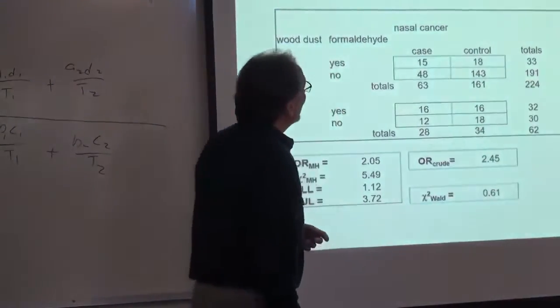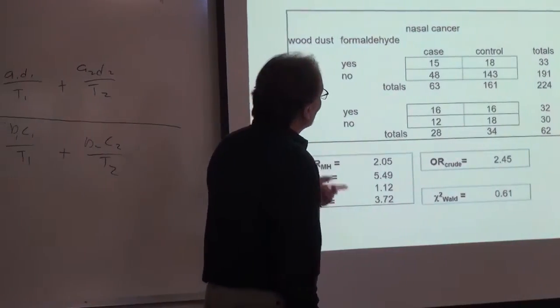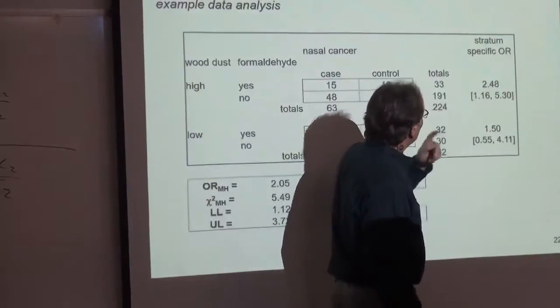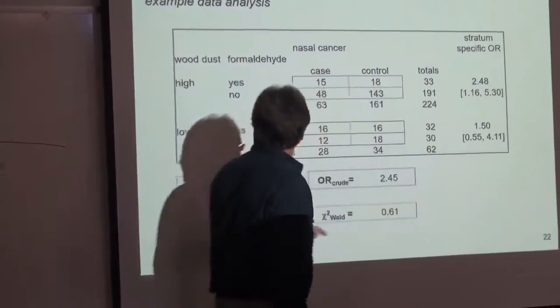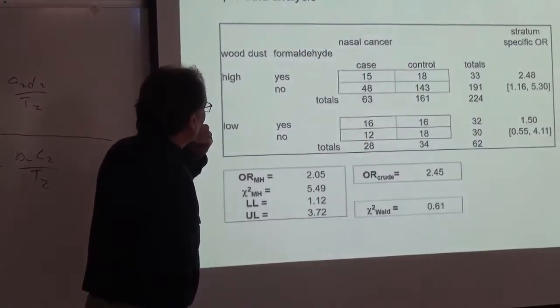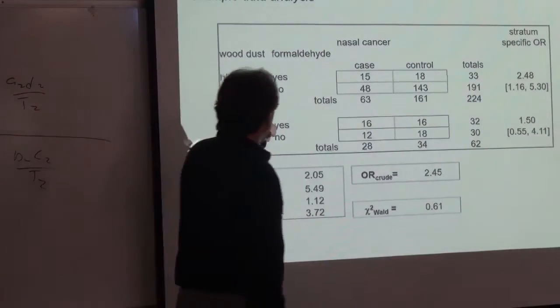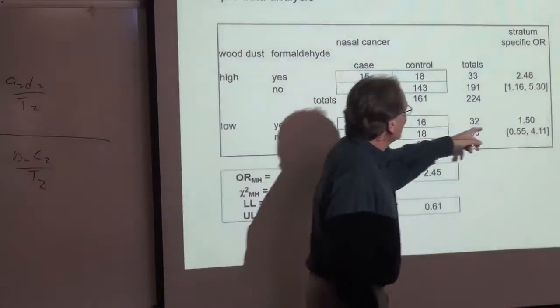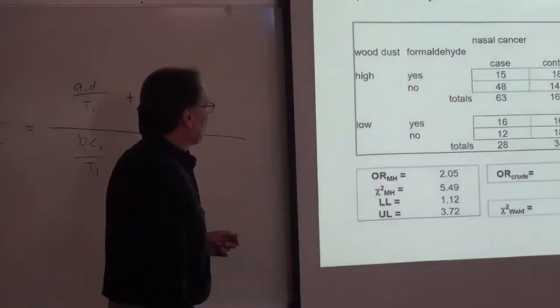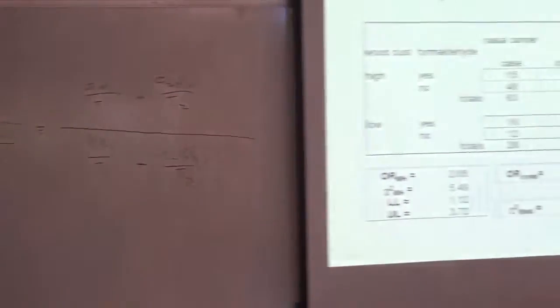This one is actually still homogeneous. I keep going with this, but you can look here and you can see the immediate effect modification, even though at the low wood dust there is no significant association, and on this stratum there's no significant association. It still looks like there's some kind of potential effect modification going on there. Okay, so let's take a look at our flow chart.